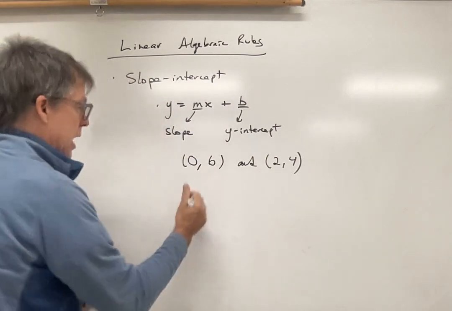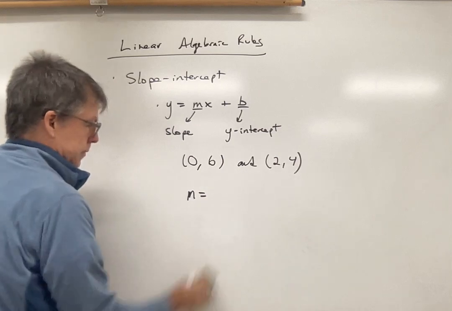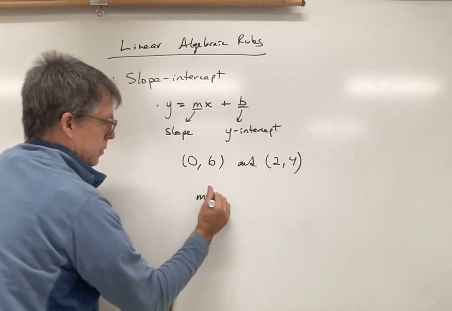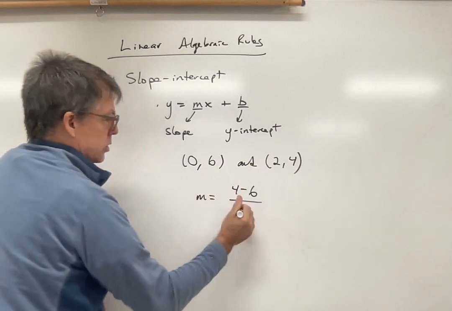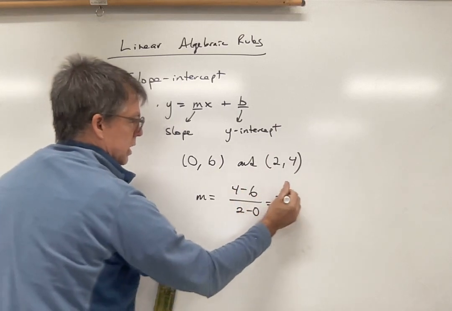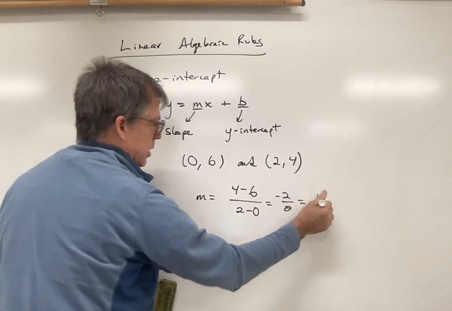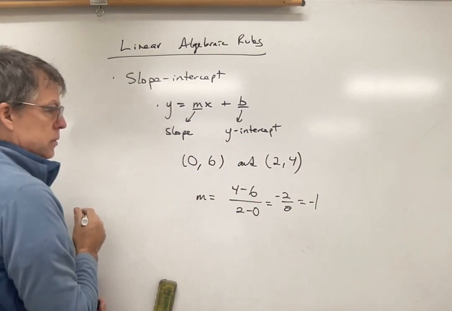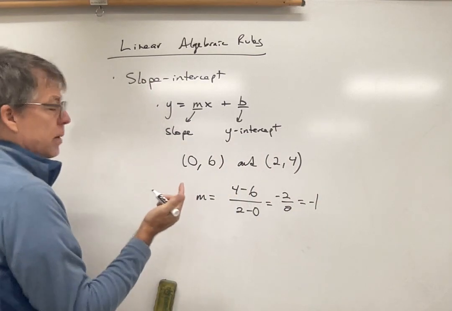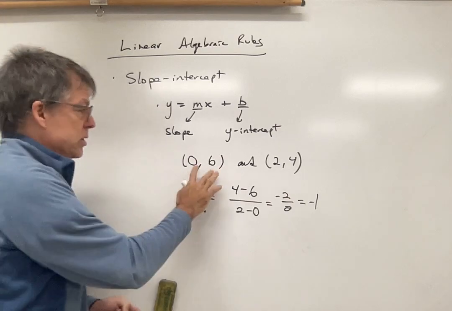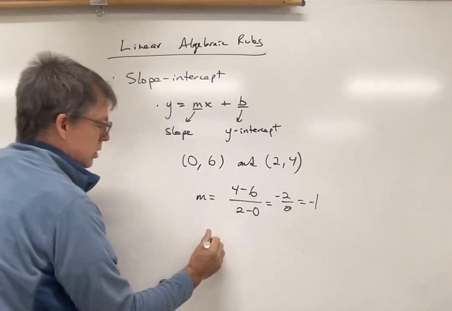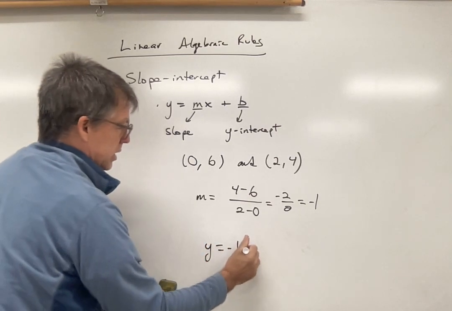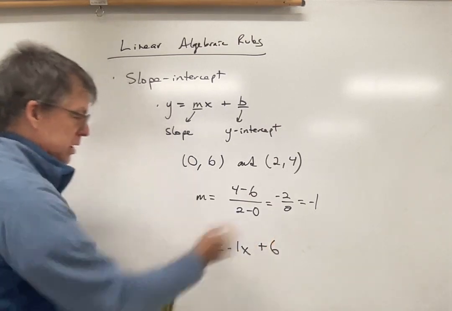So let's do it. m is going to equal 4 minus 6 over 2 minus 0. Negative 2 over 2 equals negative 1. And then I already know my y-intercept, right? Can you tell I was nice to you and just gave you the y-intercept here? So the algebraic rule would be y equals negative 1x plus 6. Shazam, done.